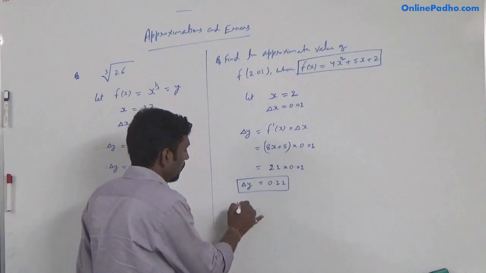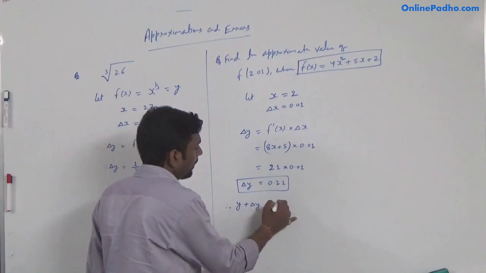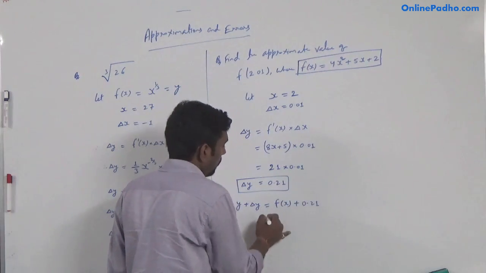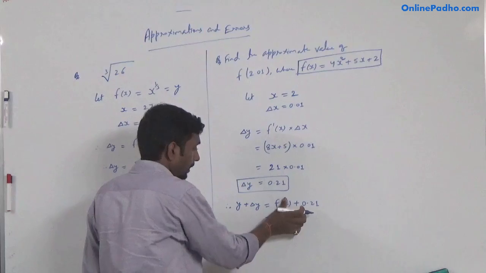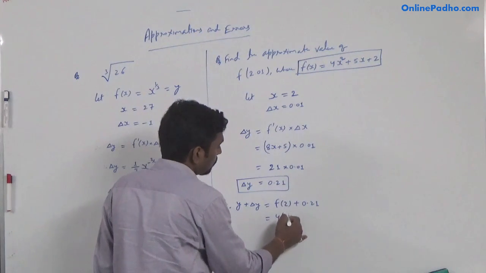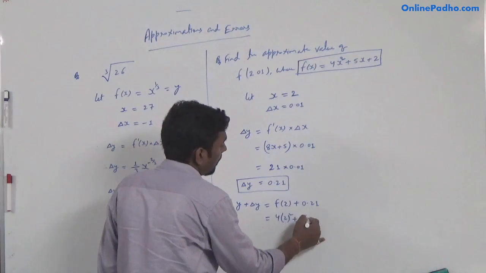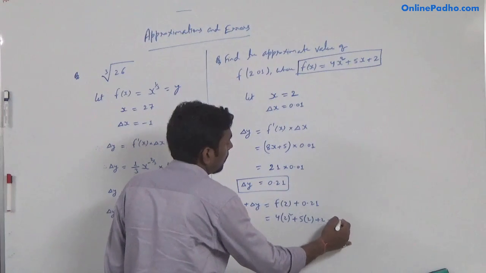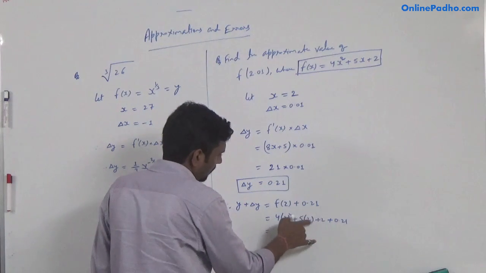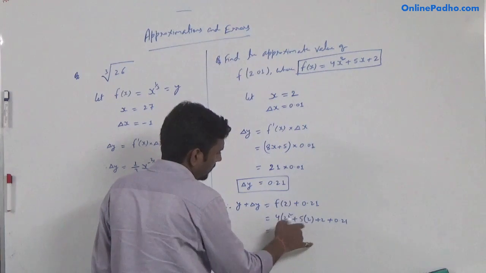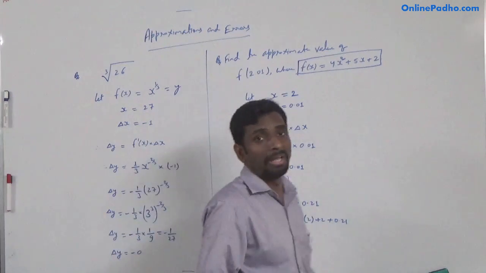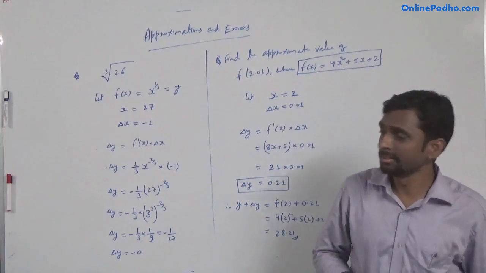So therefore, y plus delta y can be written as f(x) plus delta y, that is 0.21. What do you mean by f(x)? We can find it as f(2). So we can write 4 multiplied by 2 square plus 5 multiplied by 2 plus 2, and plus 0.21. We'll get 16 plus 10, 26 plus 2, 28. It becomes 28.21. This is the value of y plus delta y, right?